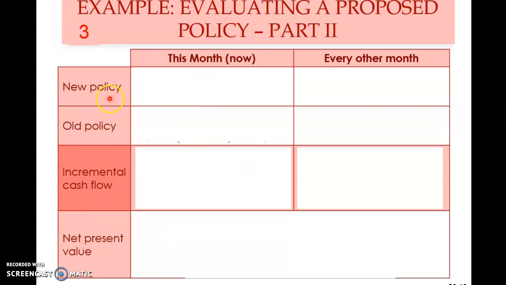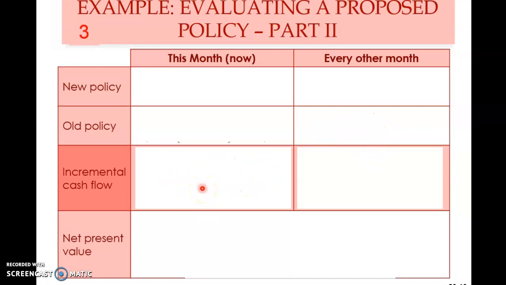Now, with the new policy, what will be the cash flow now, and what will be the cash flow every month? That's what we're going to look at here. And then with the old policy, what will be the cash flow now, and what will be the cash flow every month? And then the incremental is simply the new policy minus the old policy. This is what we mean by incremental.